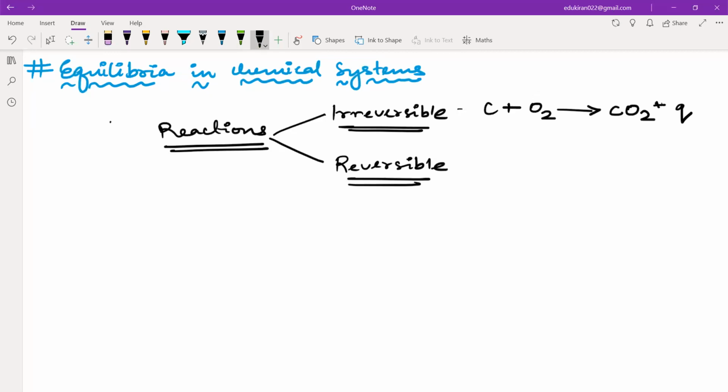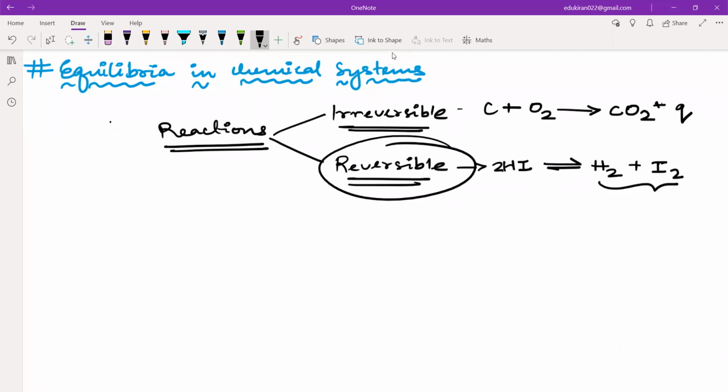But there are some reactions which are reversible in nature. For example, you have reactions such as hydrogen iodide. What happens? Hydrogen iodide can dissociate itself into hydrogen, H2, and I2. And H2 and I2 can also combine together and form 2HI. Now, we will be talking about reversible type of reactions and we will be thinking about equilibria in reversible type of reactions.